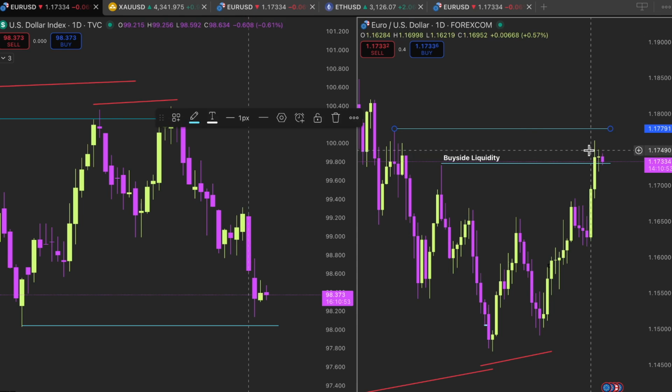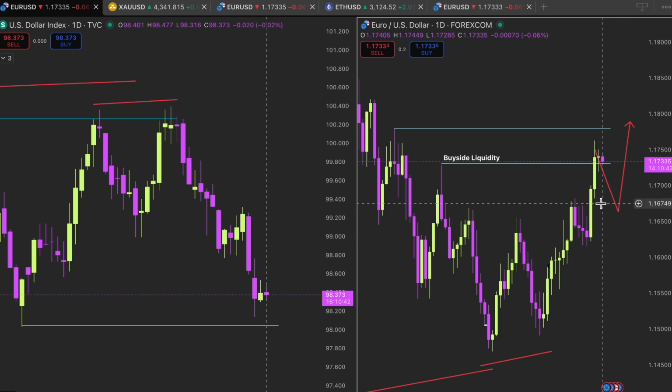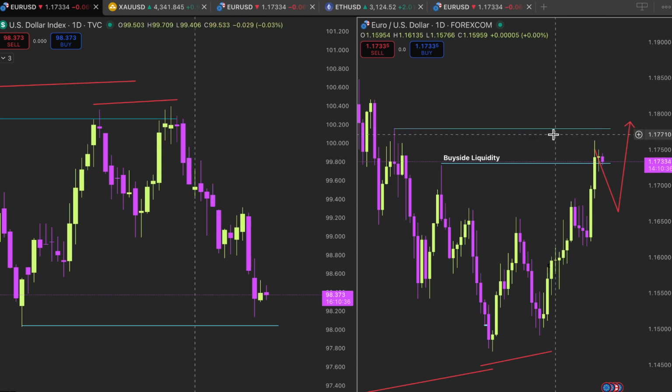So I expect us to move up into this high over here at the 1.177 level, but that doesn't mean that we have to do that this week already, because we can always first retrace back into this fair value gap, for example over here, or this fair value gap over here, and then trade higher. So it might take a couple of weeks, but eventually I expect targets to be here.